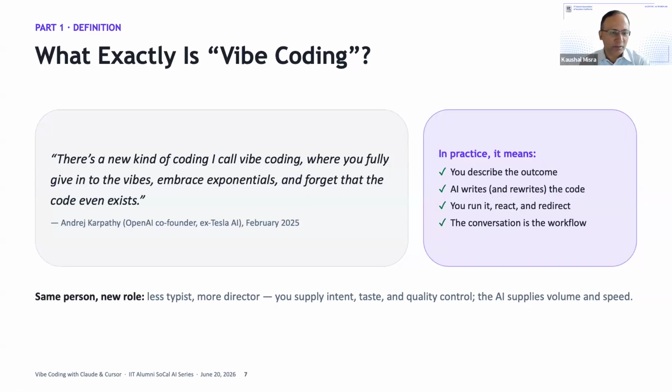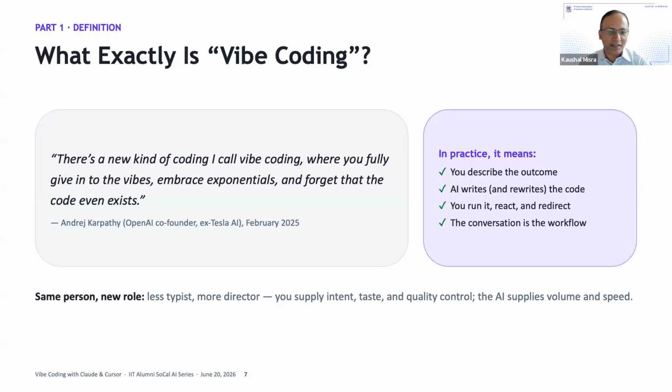And there's a 40-minute video by Andrej Karpathy that I had seen earlier also, where you fully give in to vibes, embrace exponentials, and forget that the code even exists. That is when it caught on, became viral, and people started calling it vibe coding. It's not that he invented this style of coding, but he gave a name to a trend which was already gathering a lot of steam.